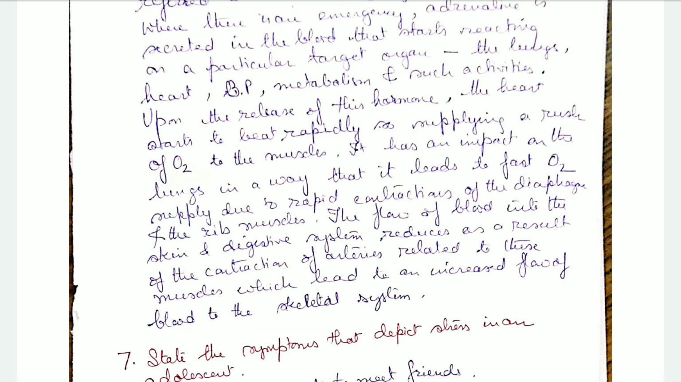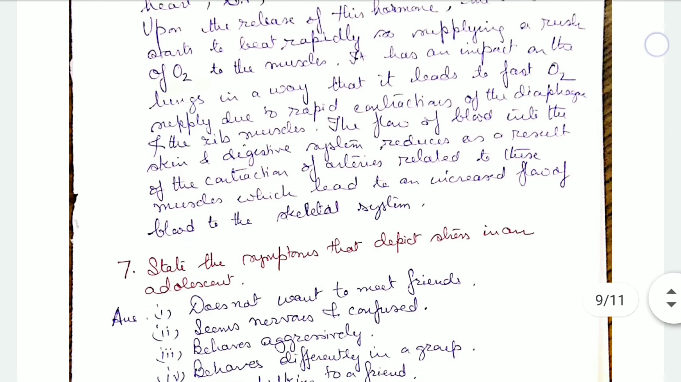Okay, the flow of the blood into the skin and the digestive system reduces as a result of the contraction of arteries related to these muscles, which leads to the increased flow of blood in the skeletal system. So in the digestive system and the skin, the flow of blood decreases, and the flow of blood in the skeletal system increases.